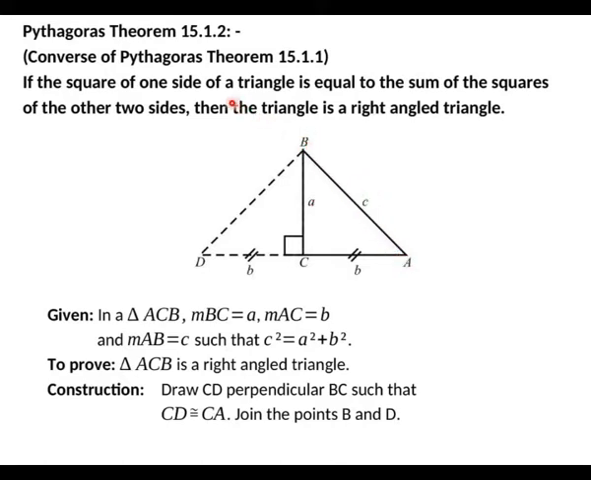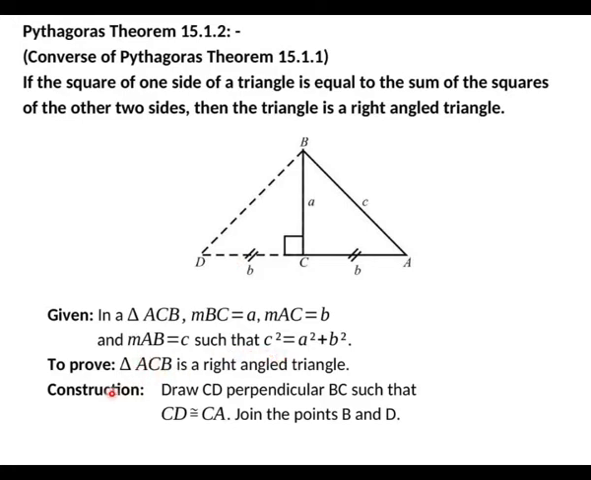What was the condition in the statement? That the square of one side of a triangle, we are picking this first side, the square of this will be equal to the sum of the squares of the other two sides. Other two sides are a and b, so c square is equal to a square plus b square. This is the part of given. Now what we have to prove? We have to prove that triangle ACB is a right angle triangle. This statement was telling us that the triangle is a right angle triangle, so we need to prove that triangle ACB is a right angle triangle.